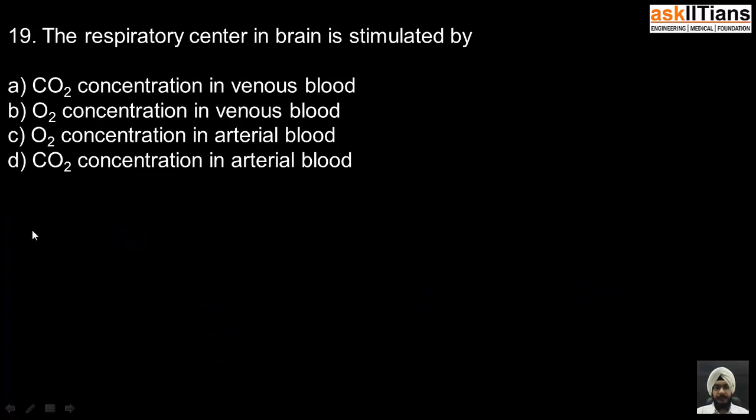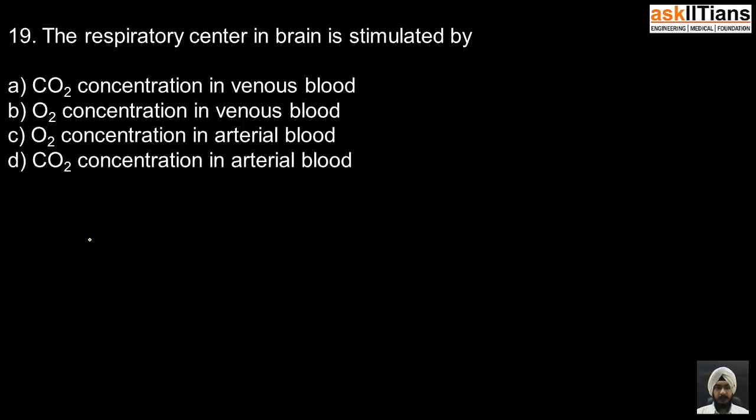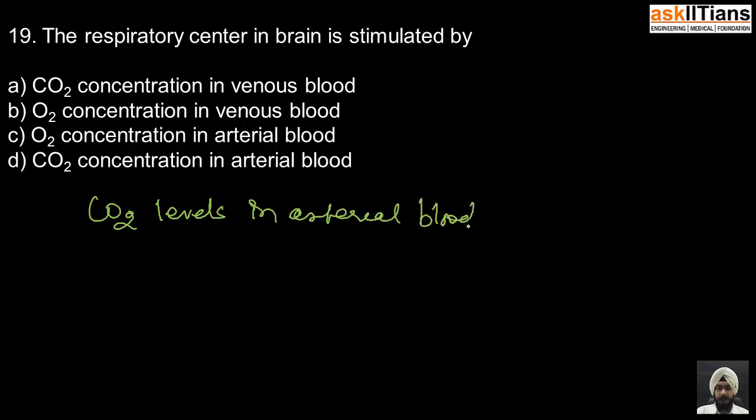which says the respiratory center in brain is stimulated by. So as I previously discussed, the respiratory center senses the changes in carbon dioxide levels, and this mainly occurs in response to carbon dioxide levels in arterial blood. In venous blood, we know that carbon dioxide has to be high, because the purpose of venous blood is to take this carbon dioxide to the lungs where it can be released into the air. So this is an incorrect option.